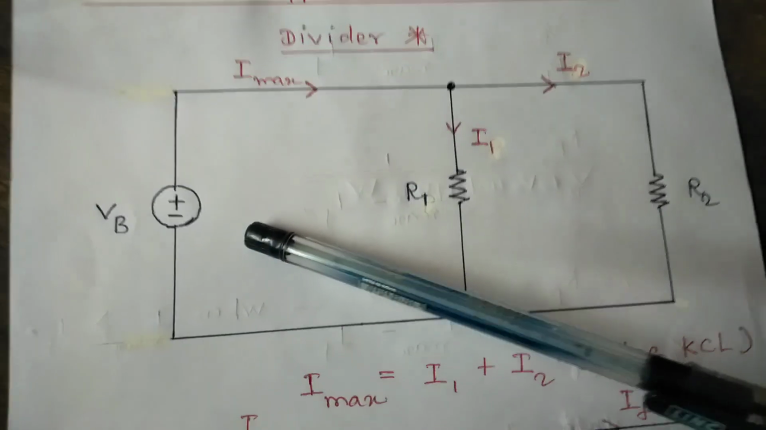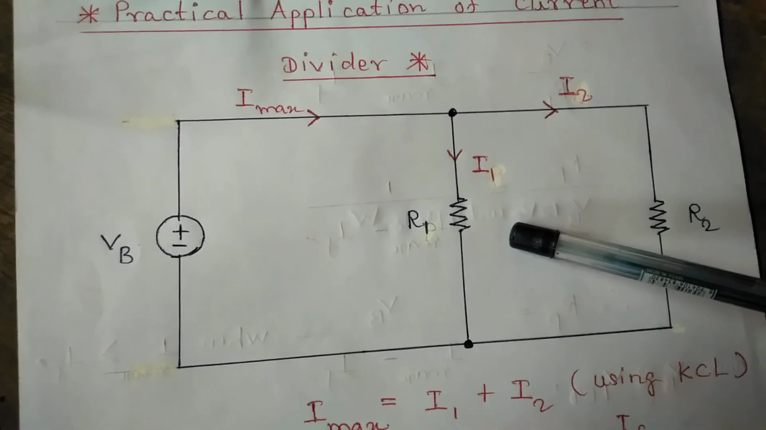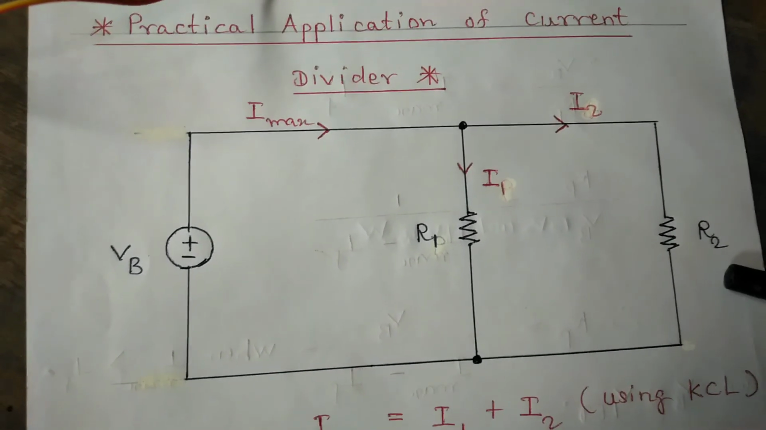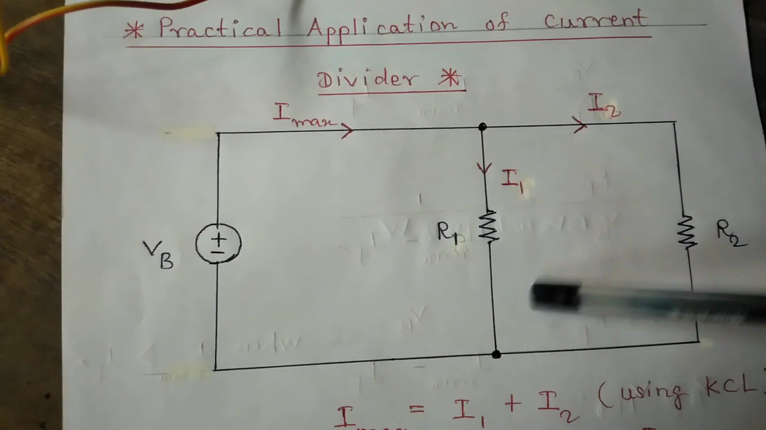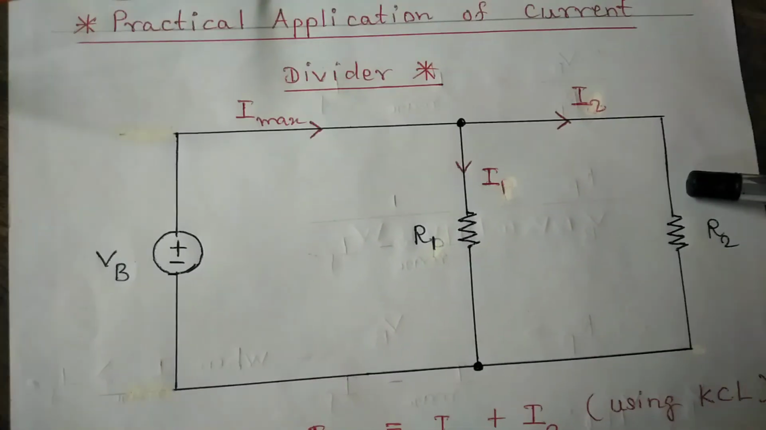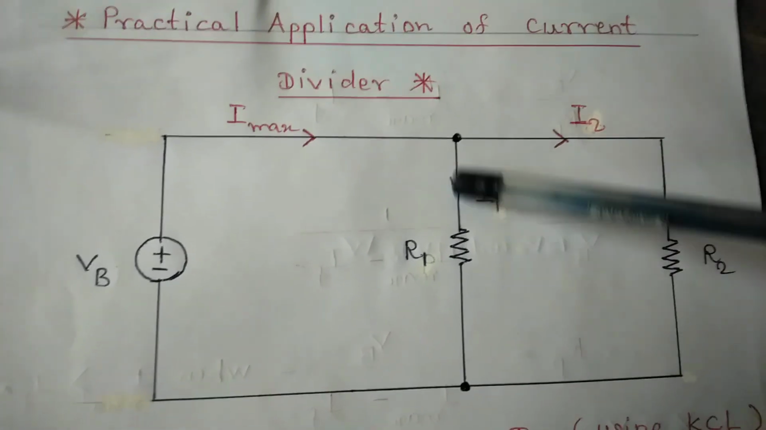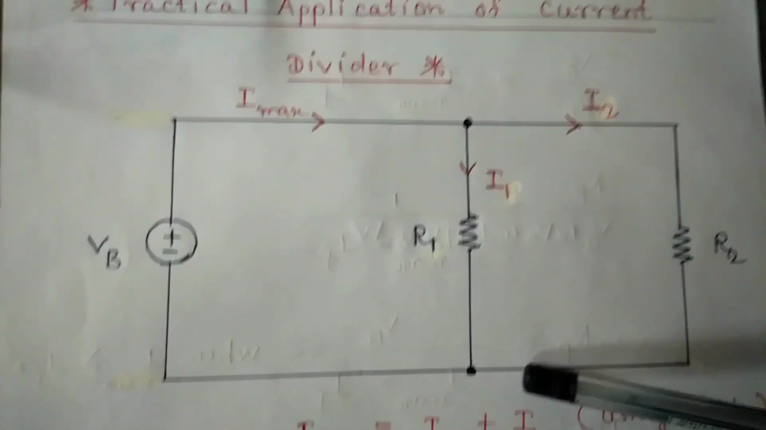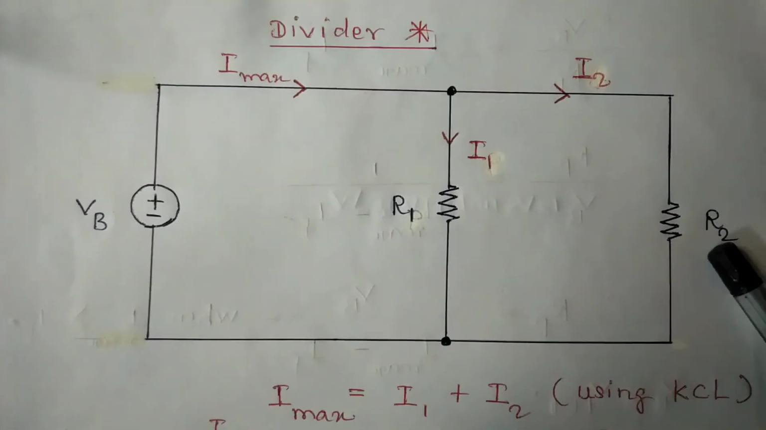Here you see my circuit diagram showing the current divider. This is my power supply, the battery. This is the resistance of the first resistor R1 and this is the resistance of the second resistor R2. This is the current passing through the first resistor R1 and this is the current passing through the second resistor R2. As you see, the two resistors are connected in parallel. Equal amounts of potential difference will appear across these two resistors.